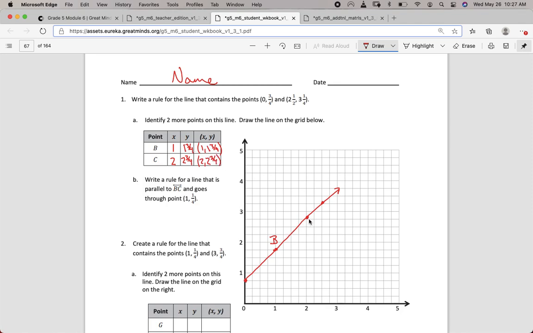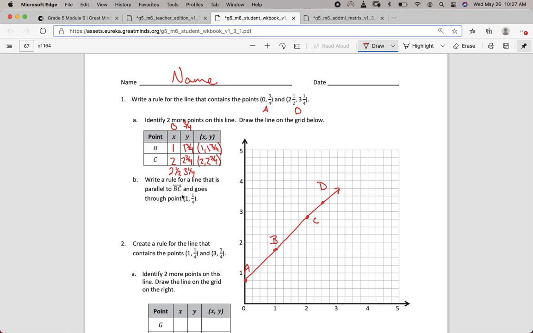Okay, so this is plot C, and you know what? I'm going to call this one A and that one D. So that's A and that's D. Then I'm actually going to write those in. So I've got 0 and 3/4, and then here I have 2 1/2 and 3 1/4. Are you already seeing the rule? The difference between here is what's going to give you the clue.